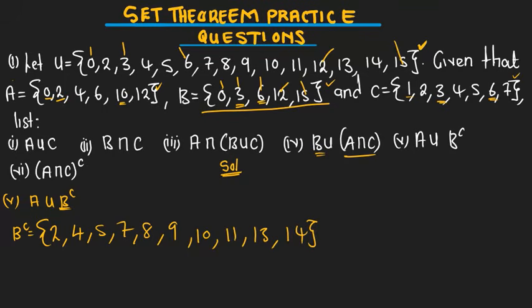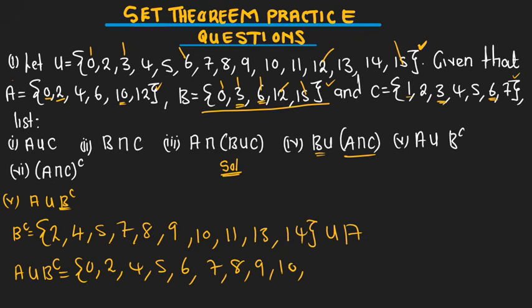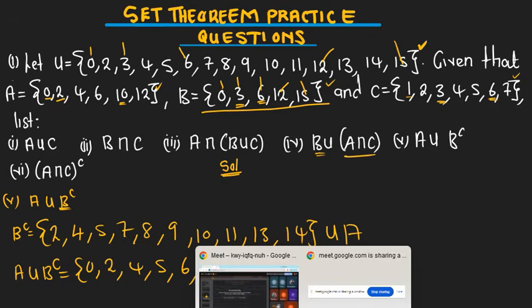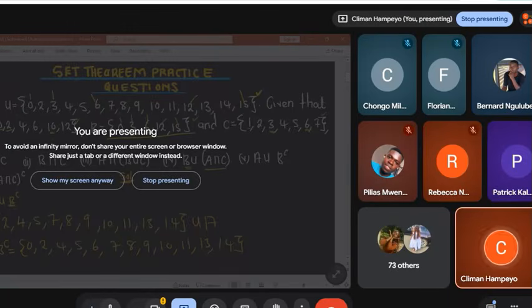Now this same set, you unite it with set A. So let's check what is in set A. So A union B complement is going to be a set. So we have 0, 2, 4, 5, 6, 7, 8, 9, 10, 11, 13, 14. Guys, is this hard? It's simple, right? This is quite very simple. Okay? Can we proceed?